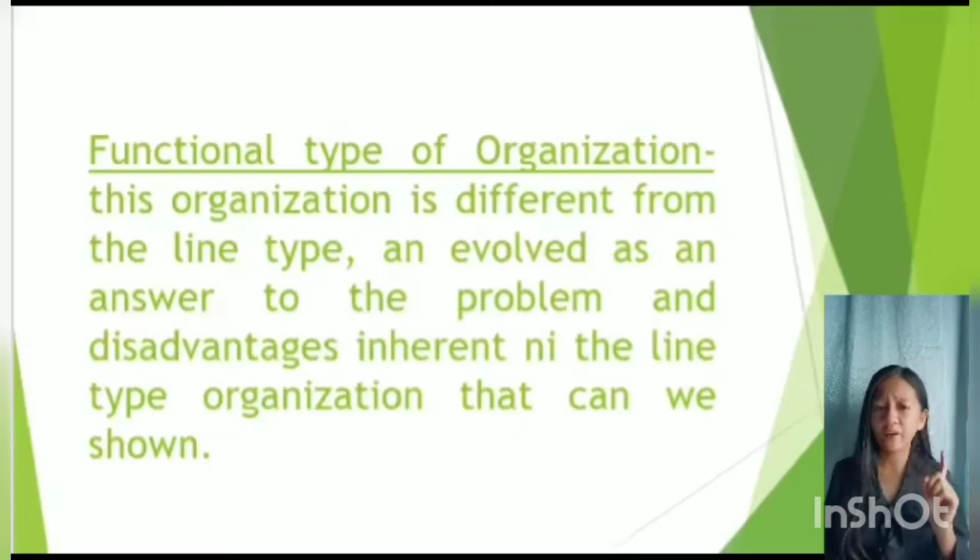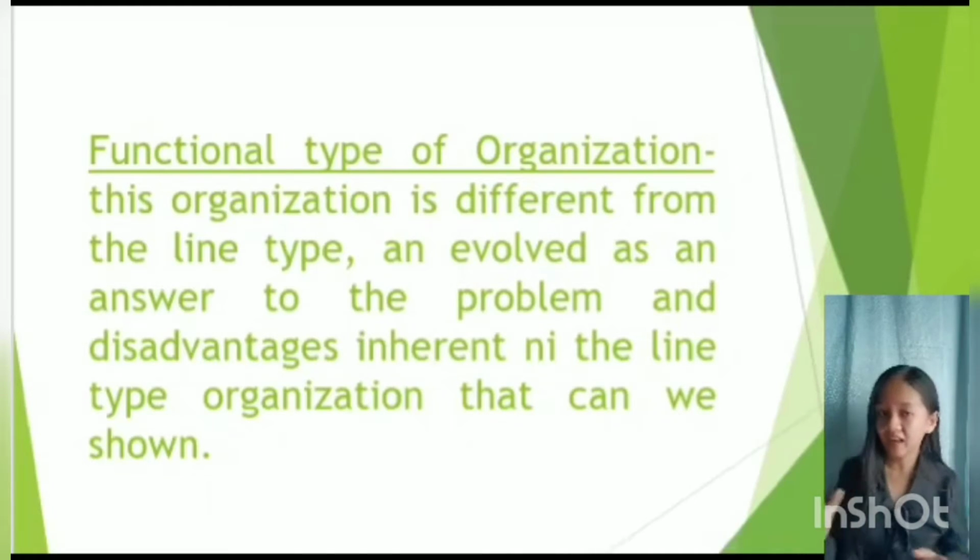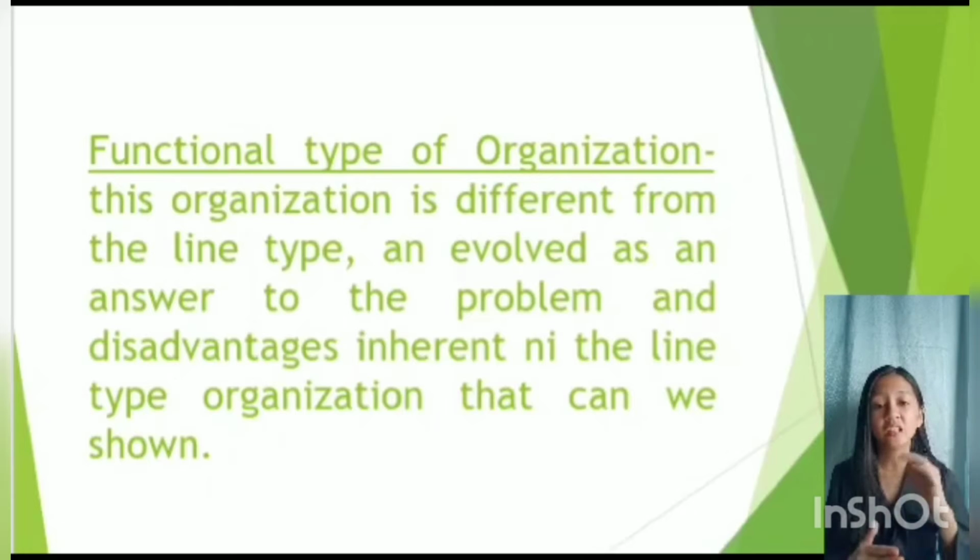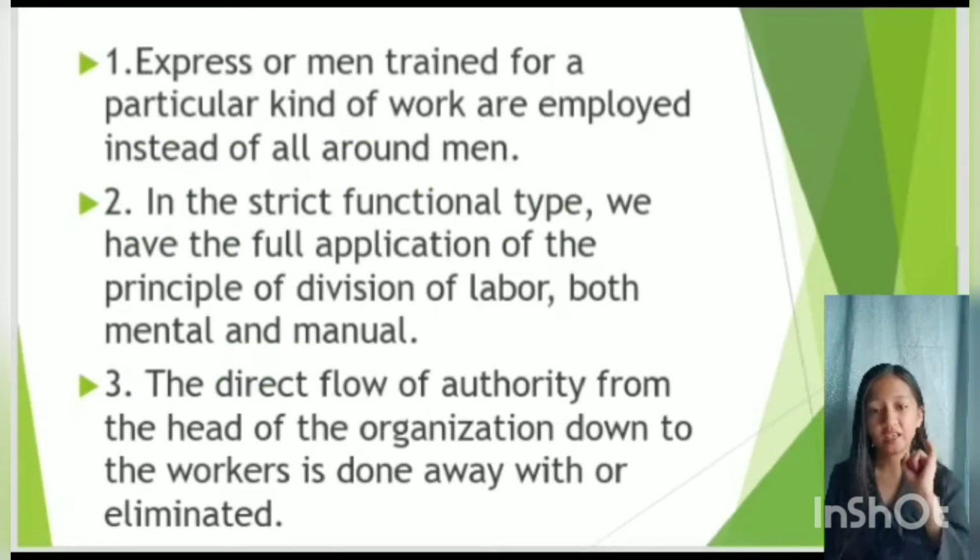So, what is the functional type of organization? It is an organization different from the line type and evolved as an answer to the problems and disadvantages inherent in the line type organization, as can be shown. First, experts or men trained for a particular kind of work are employed instead of all-around men.